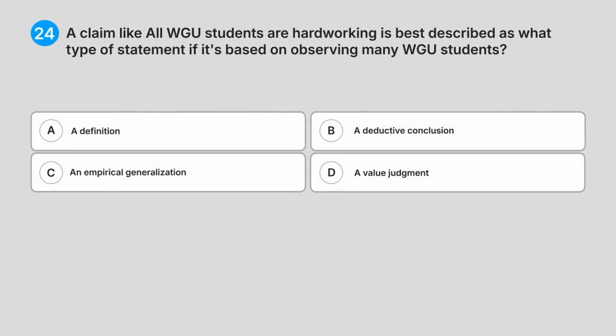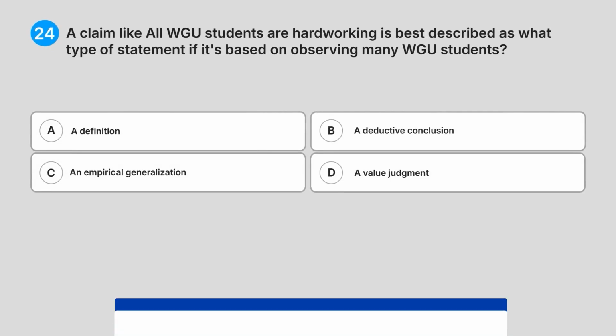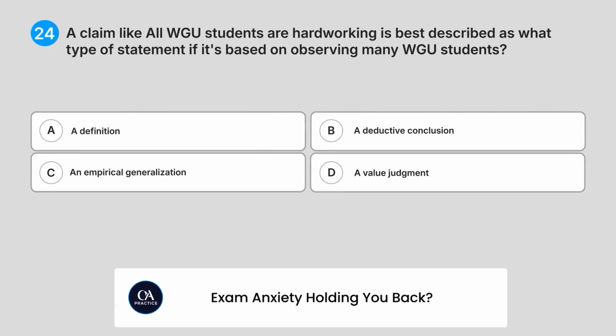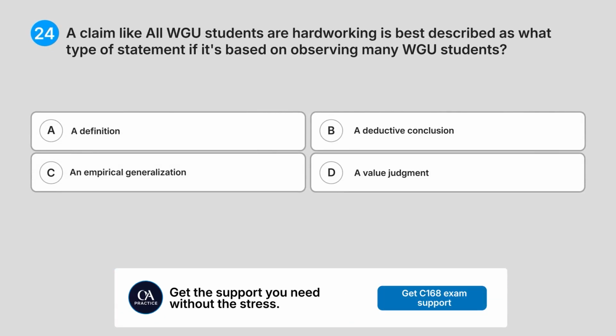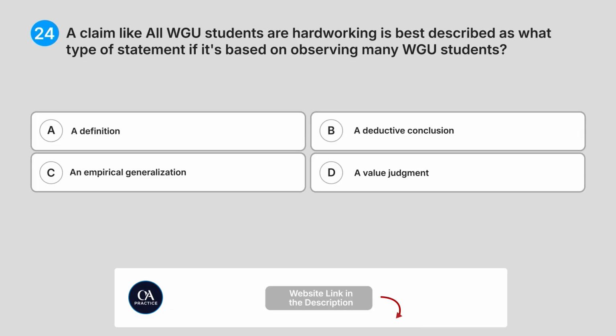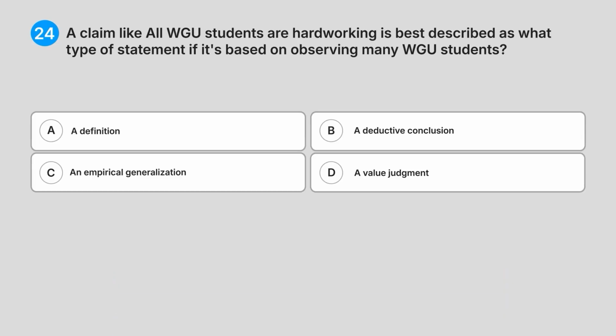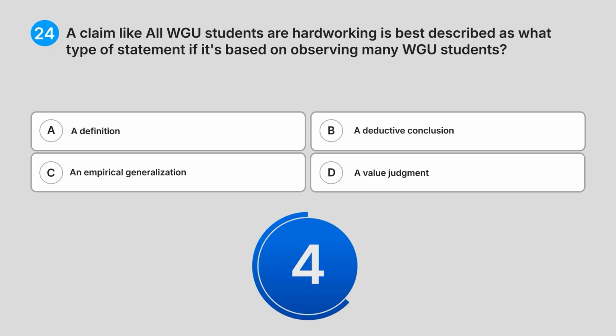24. A claim like "all WGU students are hardworking" is best described as what type of statement if it's based on observing many WGU students? A. A definition. B. A deductive conclusion. C. An empirical generalization. D. A value judgment. Can you guess the answer?